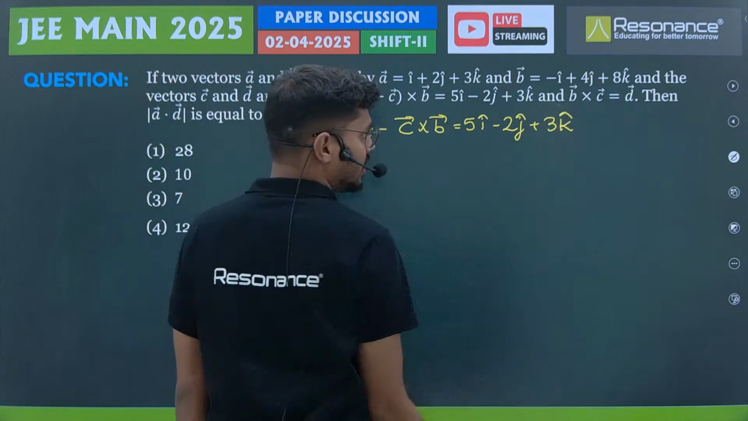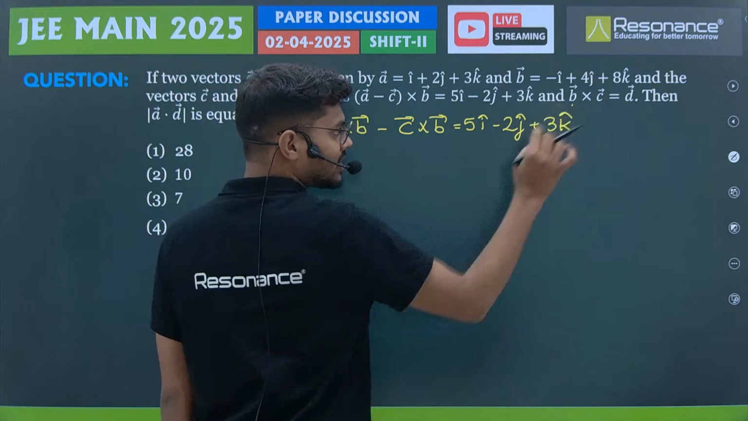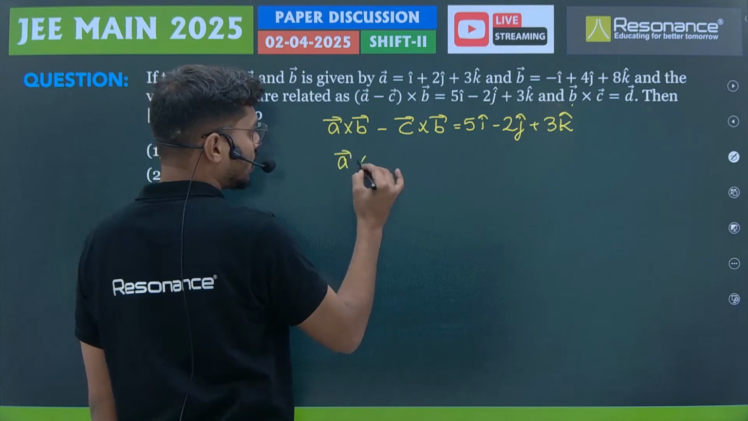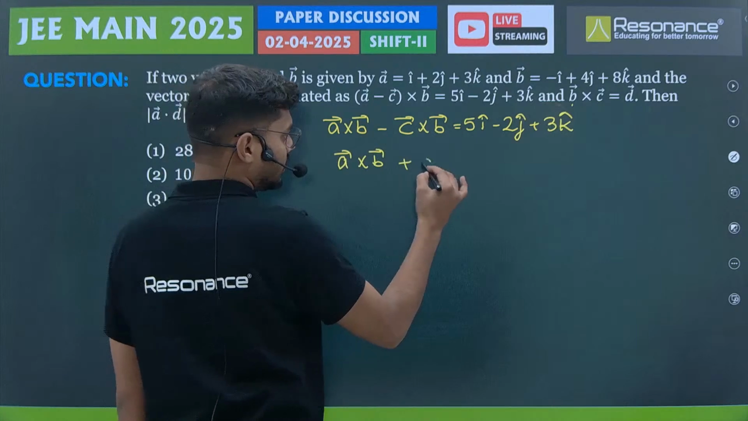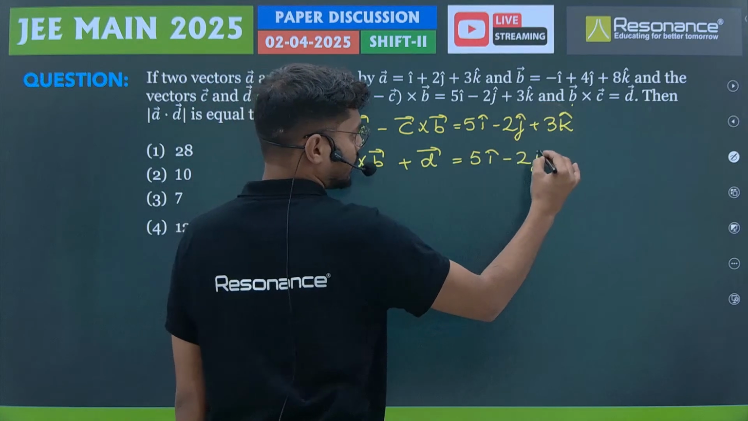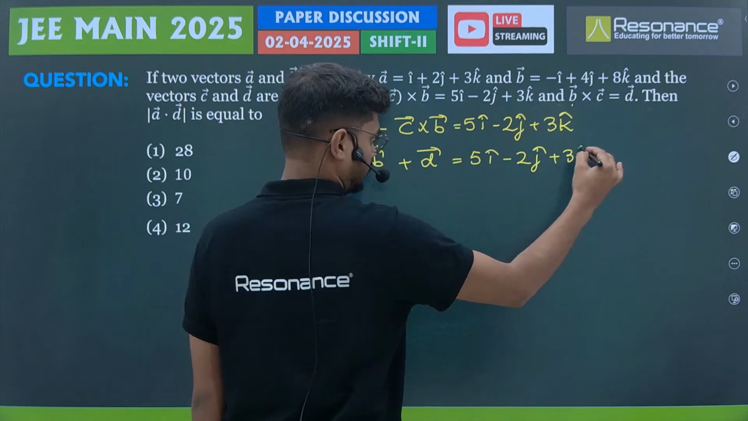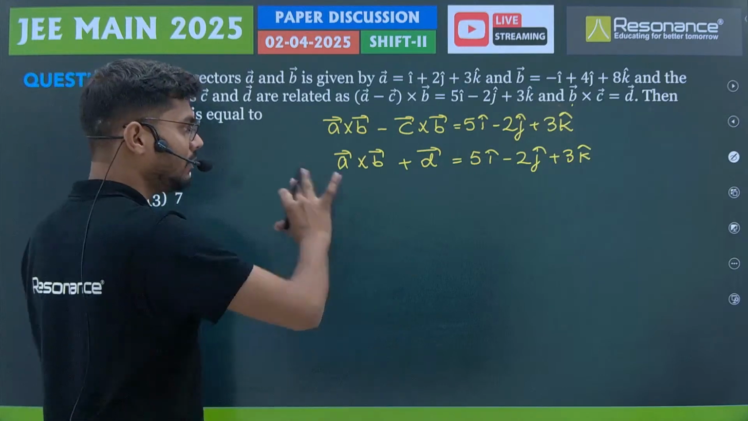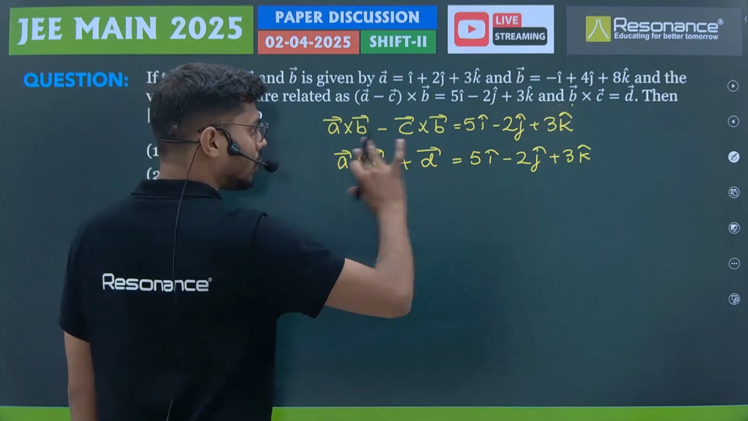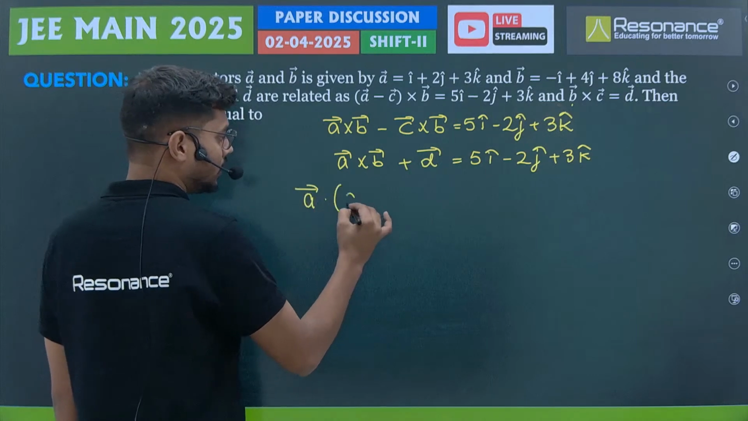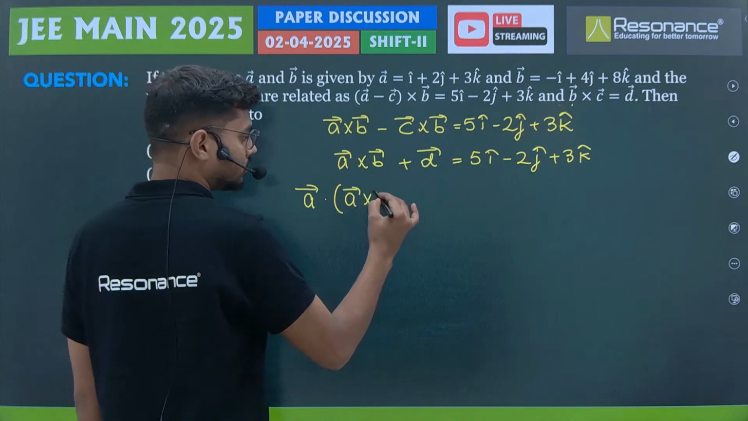Can I write this as a cross b minus c cross b? B cross c is d. So what is c cross b? Minus d. C cross b is minus d. So minus minus plus, I can say a cross b plus d is nothing but this particular value. What they asked in the question is the value of a dot d. So I will multiply a dot on all the sides.